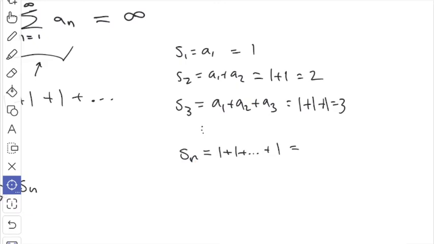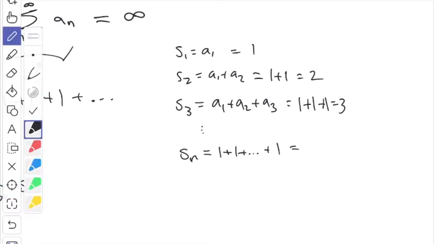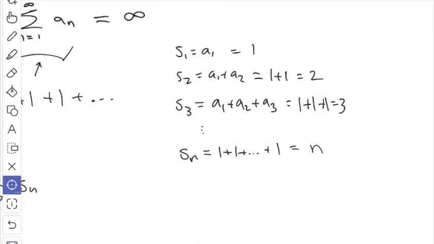I think somebody said n. Did somebody say n? Somebody said something which rhymes with n. It would be n. Yeah, because this means we add up 1 plus 1 plus 1 plus 1 a bunch of times. How many times? n times, because I'm talking about Sn. And so it adds up to n here. That's what I was going for.